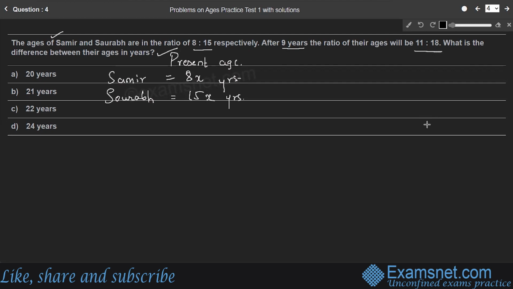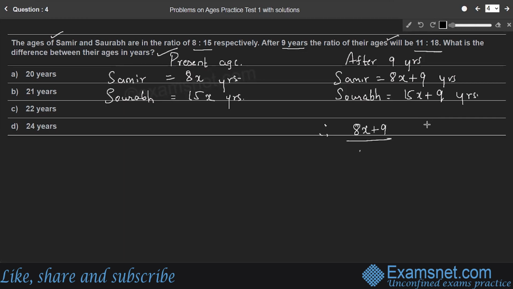So after 9 years, what will be their age? After 9 years, Samir will be 8x plus 9 years old, and Saurabh's age will be 15x, present age, plus 9 years. So the ratio of their ages will be 11 is to 18. Therefore, we'll consider the ratio of their ages, 8x plus 9 divided by 15x plus 9, is equal to 11 is to 18. So what is the difference between their ages in years?